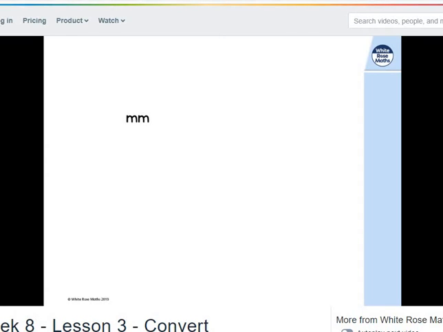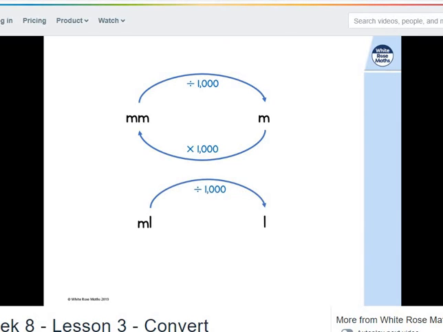So let's think about this conversion. We've gone from millimetres to metres, and we talked about milli being 1,000th of a metre. So if I was to convert millimetres to metres, I could divide whatever it was by 1,000. And similarly, if I wanted to convert a unit that was in metres into millimetres, I could multiply it by 1,000. Millilitres to litres, same thing. I could divide it by 1,000 to convert millilitres to litres. And if I had a unit that was in litres, I could times it by 1,000 to convert it into millilitres.